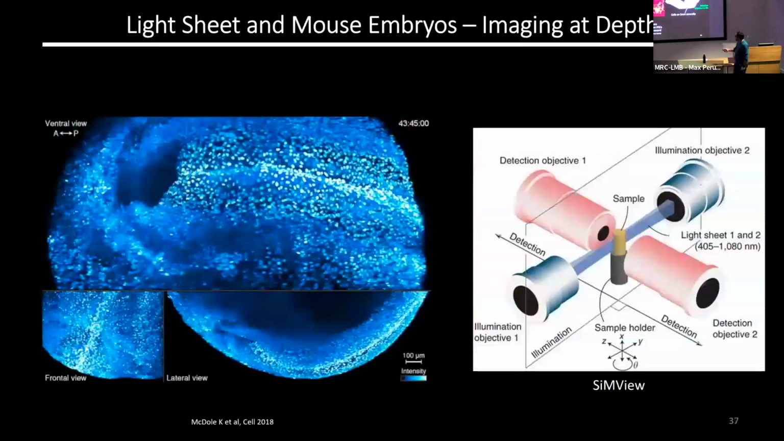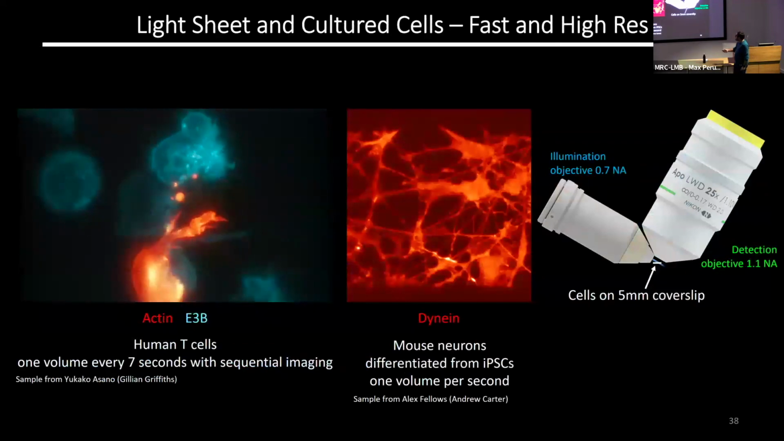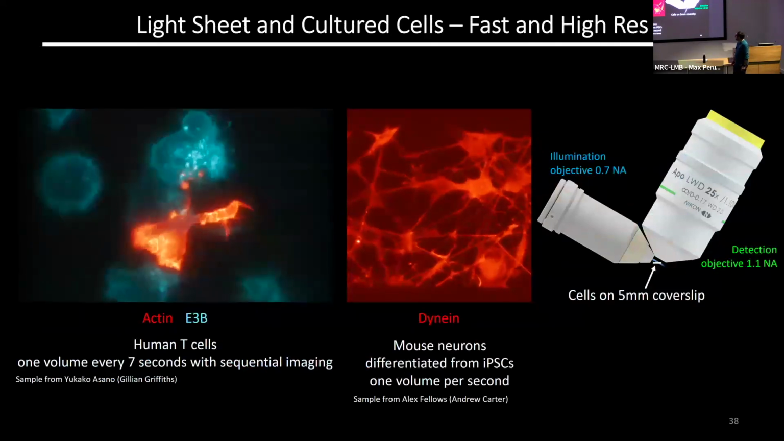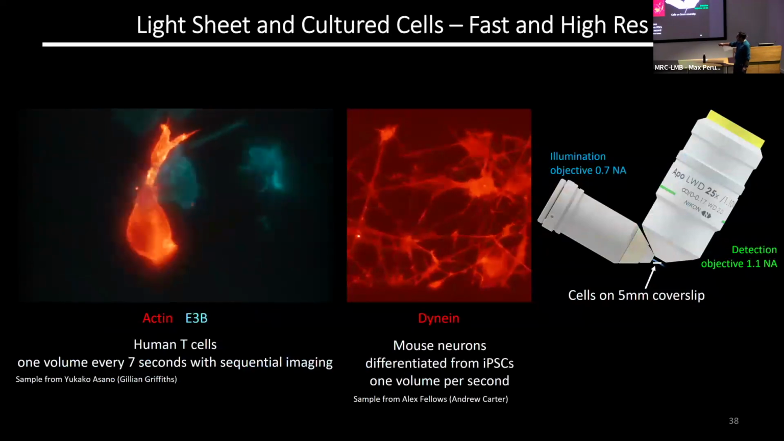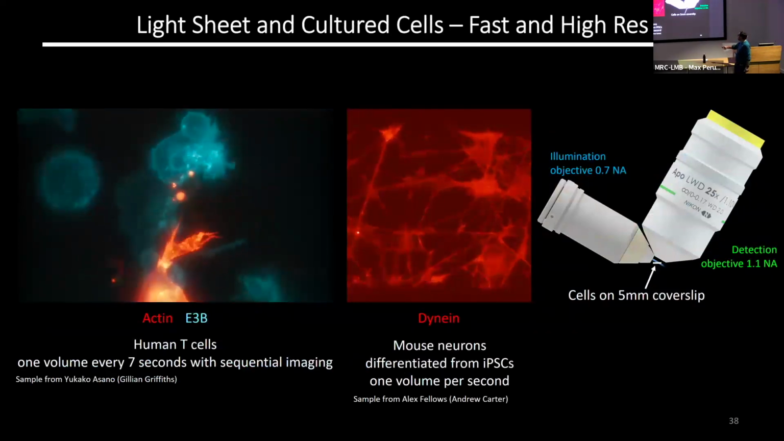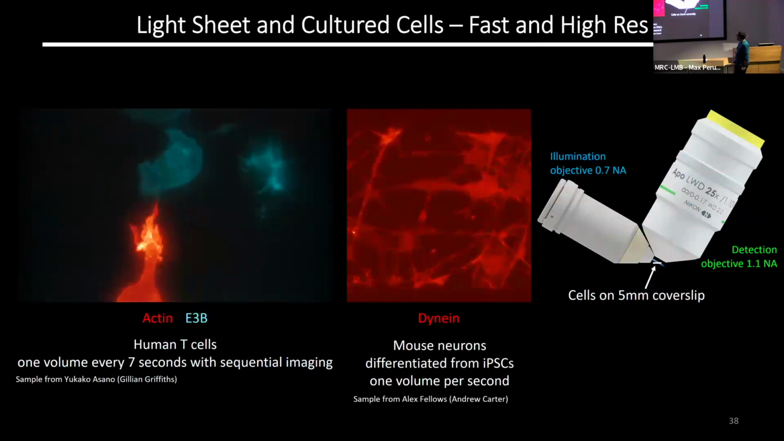And just to have an idea, these are human cells, and one volume is acquired every 7 seconds. And once again, the fluorescence is still going, so it's very good for bleaching. And then you have also neurons here.